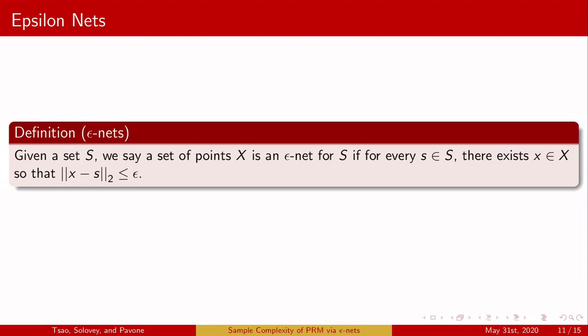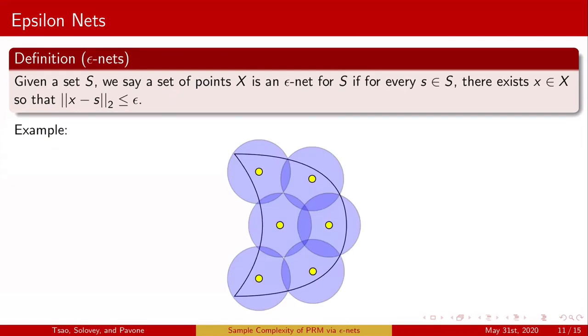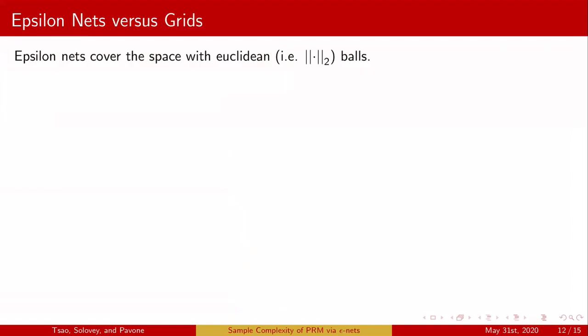So the key idea leverages the properties of epsilon nets. So what is an epsilon net? Given a set S, we say that a set of points X is an epsilon net for S if for every point in S, there is a point in X which is very close to it. Okay, so for example, in this shape, we have these 6 yellow points. They form a net of this set, right? Because we can draw the balls around each of the yellow points, and that completely contains this set, which means that any point in this set is at least close to 1 of the yellow points. So that's what it means to be an epsilon net.